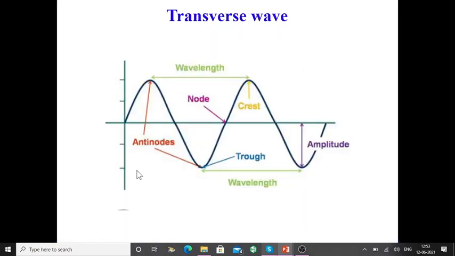Now if we are going to consider a transverse wave, we know that this is your antinode, this is your node, or this is also called the crest, and this is called the trough. Okay, and this height is called the amplitude, and from crest to crest or trough to trough, the length is called the wavelength. The basic things we know.